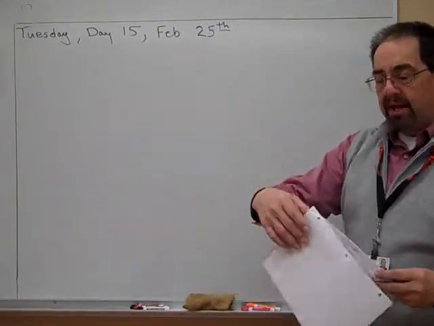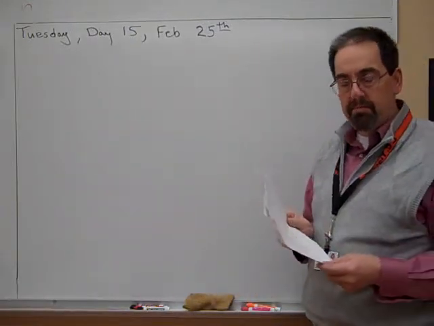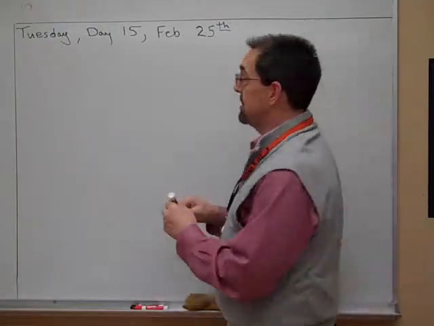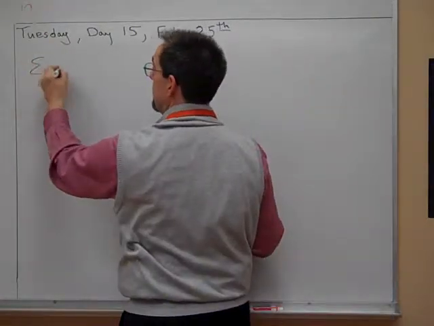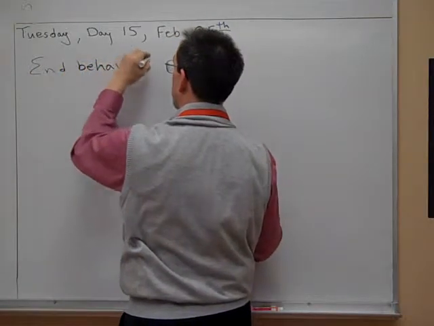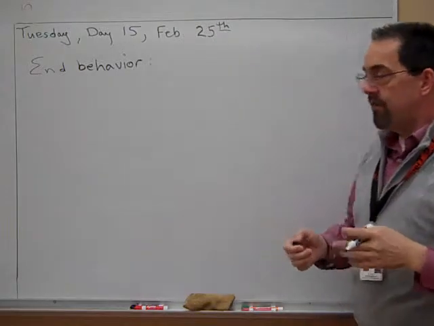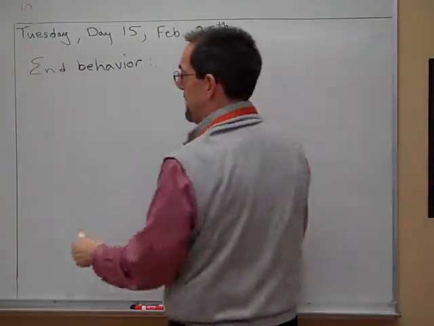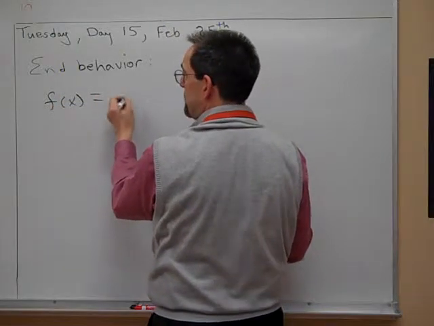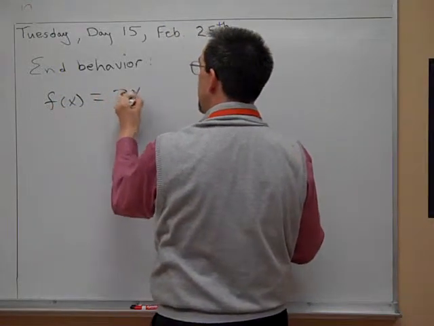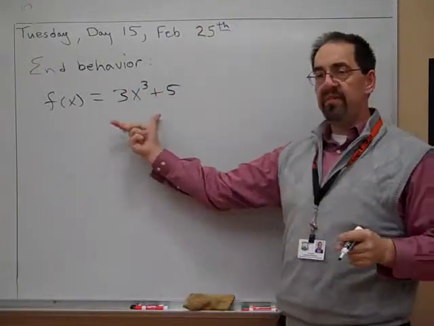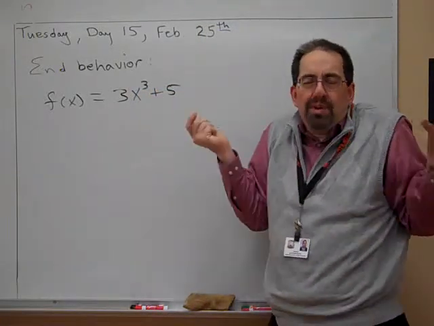Today you're going to get a packet of a bunch of review type problems. The first couple, actually the first 6, all deal with end behavior. So with end behavior, we're going to get problems like f of x is equal to 3x to the third plus 5. If we were given this function, what would we see?